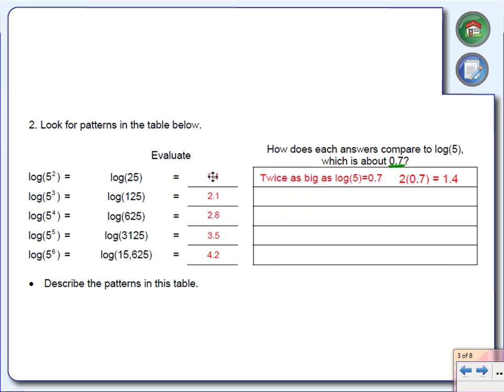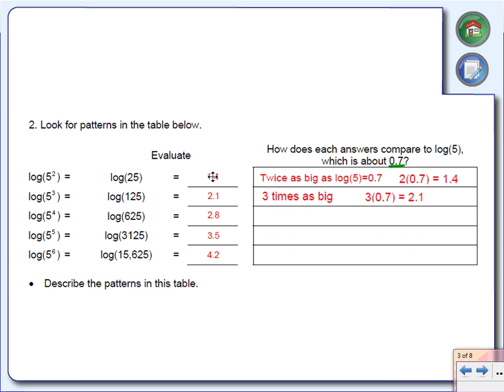Well, look at the next one. The answer we came up with was 2.1. How does that answer compare with the log of 5, with that 0.7? Do you notice anything? How did we go from a 0.7 to a 2.1? Times 3. Notice it's 3 times as big. In other words, we're taking our 0.7 and we're multiplying it by a 3. 3 times 0.7 is 2.1.